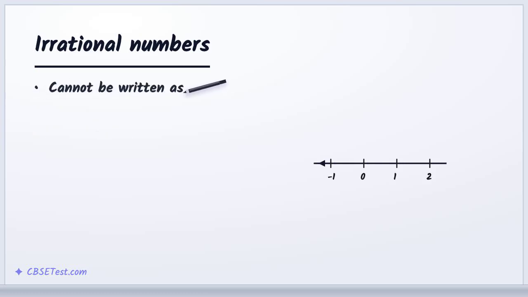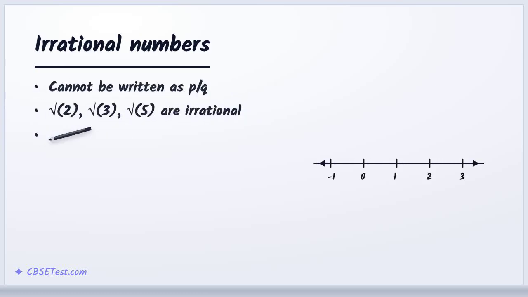An irrational number cannot be written as a ratio p over q. The square roots of 2, 3, and 5 are all irrational, and their decimal expansions go on forever without repeating.